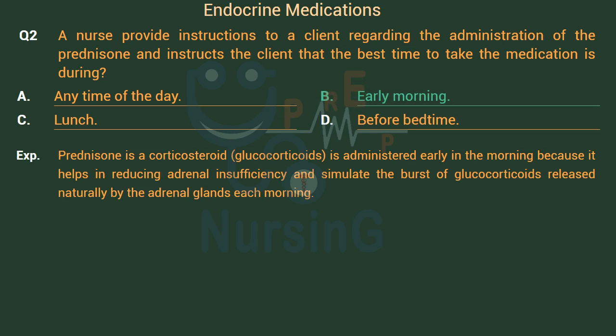Early morning. Prednisone is a corticosteroid. Glucocorticoids are administered early in the morning because it helps in reducing adrenal insufficiency and simulates the burst of glucocorticoids released naturally by the adrenal glands each morning.